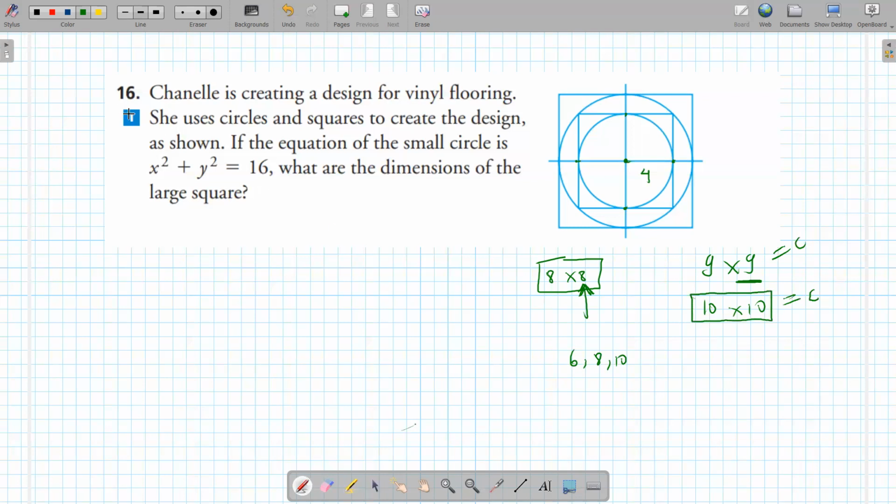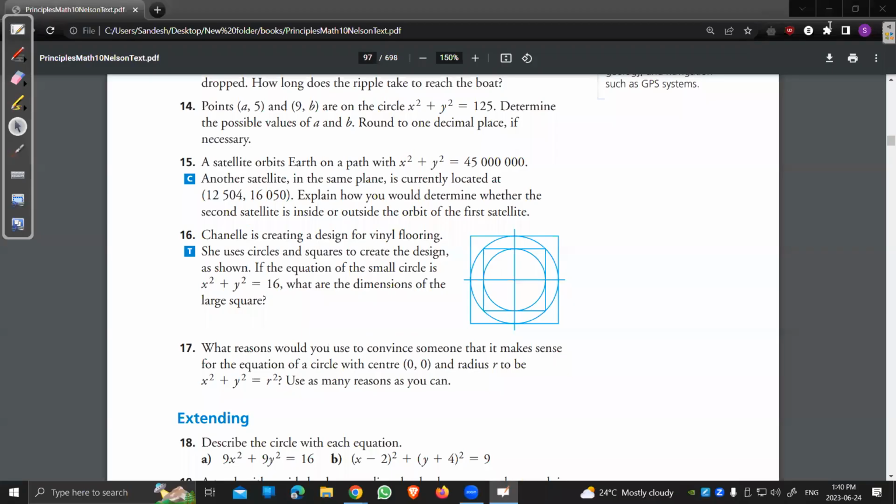T here is for thinking. See this T here? So you need to think outside the box sometimes too. There are only two choices. It cannot be 11 or 12. Those are not even nice numbers. It's between 9 and 10. 9 is too small, and we don't have any Pythagorean triple for 9. It must be 10 by 10. And that's the end of this question.